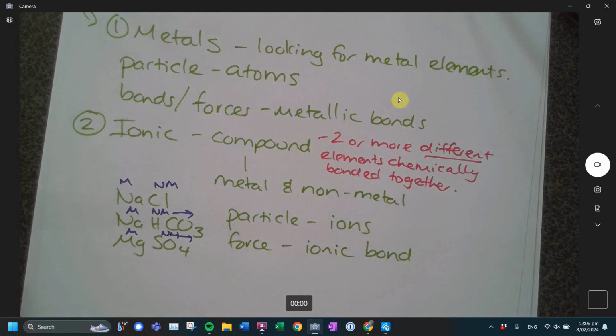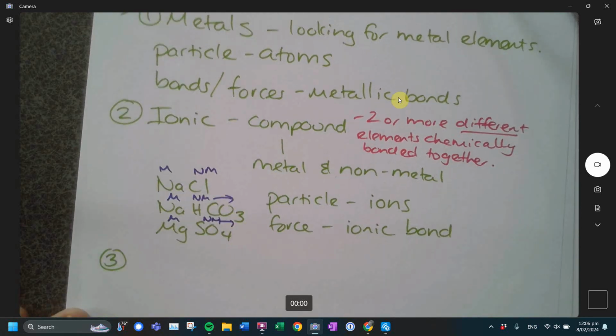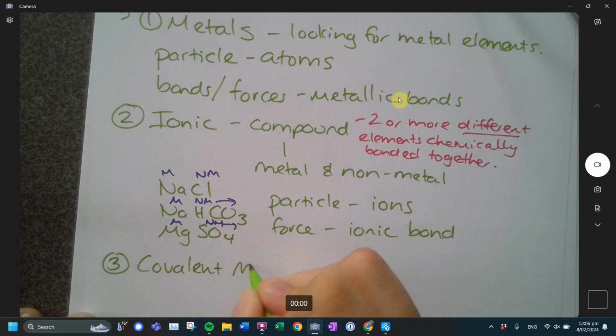Cool. Right, the third and fourth one are tricky because they're very similar to each other, and you're going to have to read other bits of the question to help give you hints on which one it is. I will start over here. Option number 3 is covalent molecular.